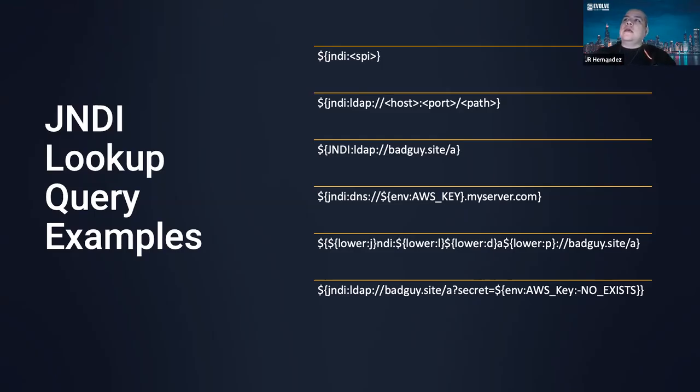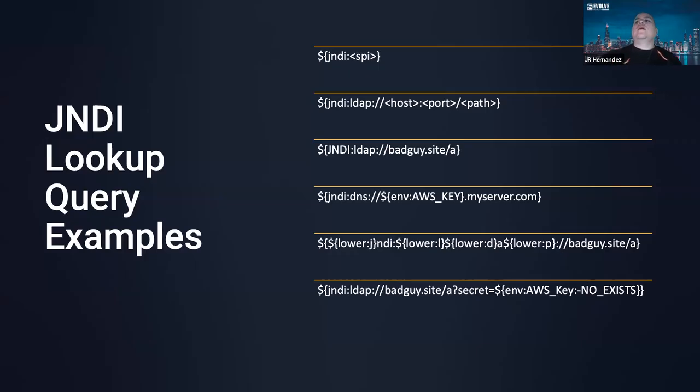The problem is that if the LDAP server that you're pointing to belongs to a bad guy, then you're pulling an object potentially from a bad source. So we wouldn't want to do that, of course. Another interesting thing is that, like I said, we have a DNS SPI. So you could do DNS queries from within the lookup functionality of Log4j, which means that you could do a lookup and pass a lookup for an internal environment variable.